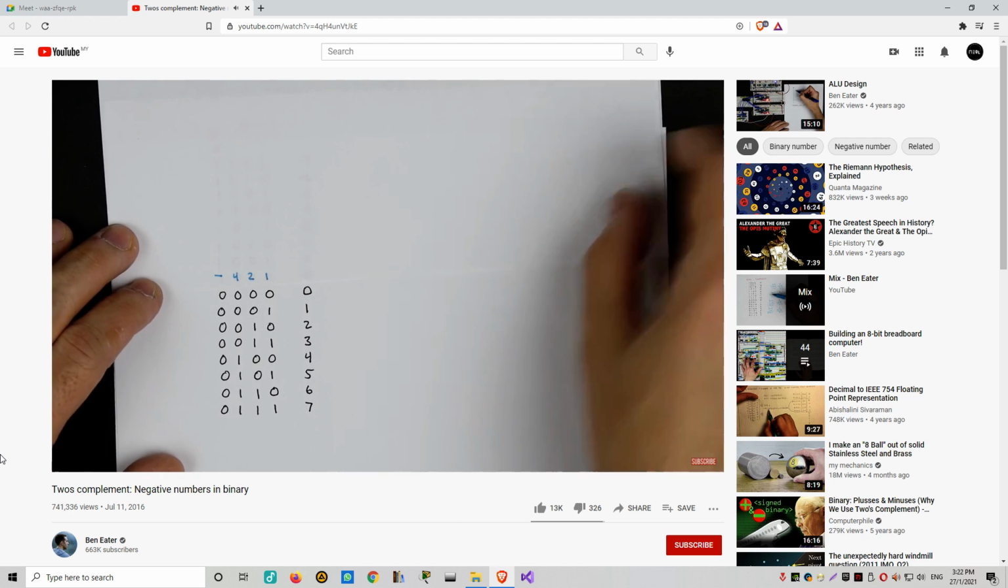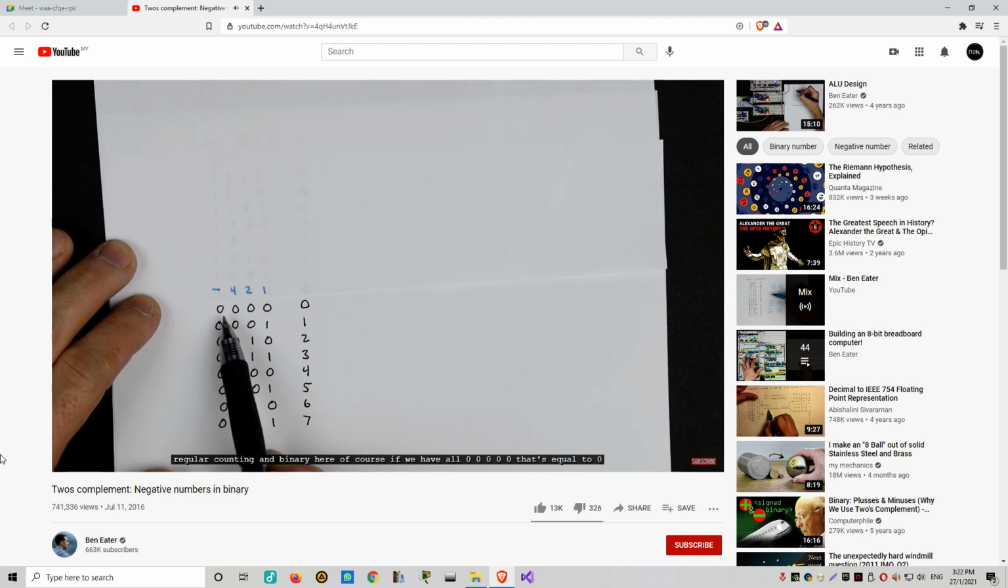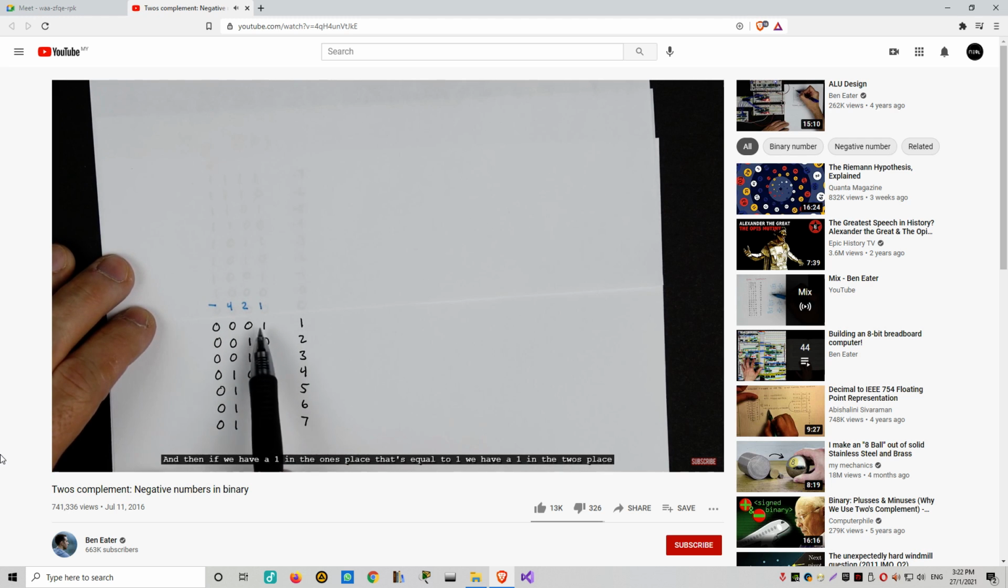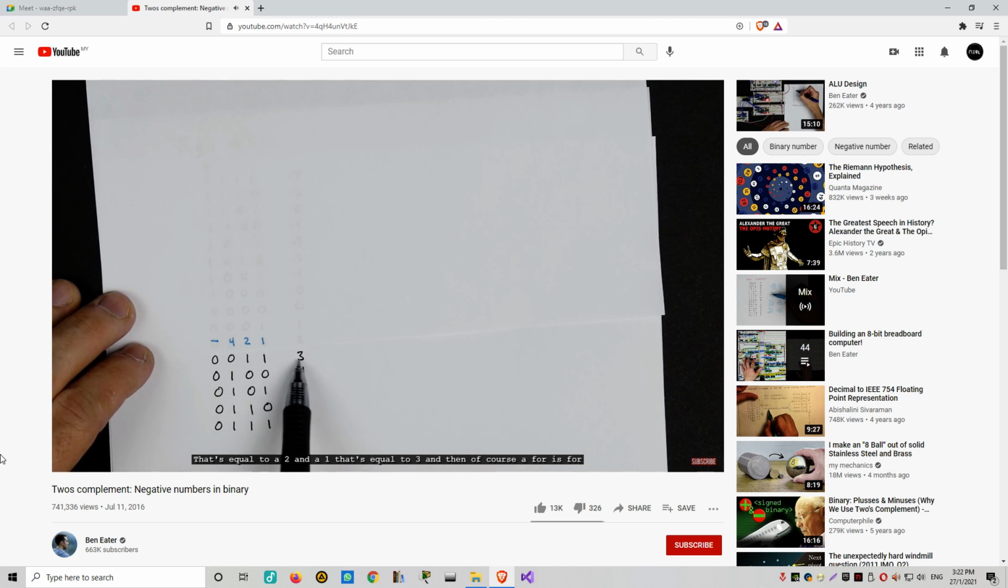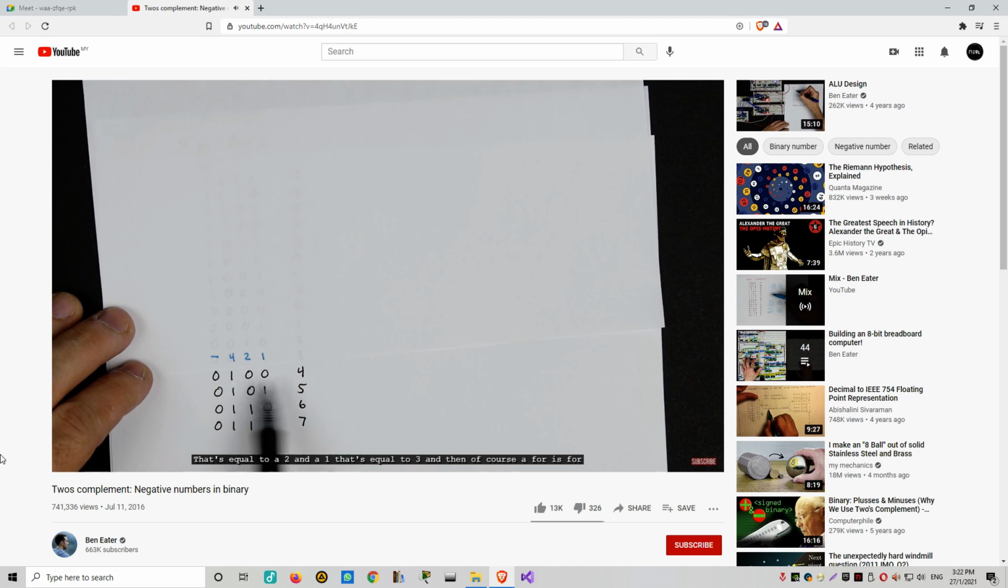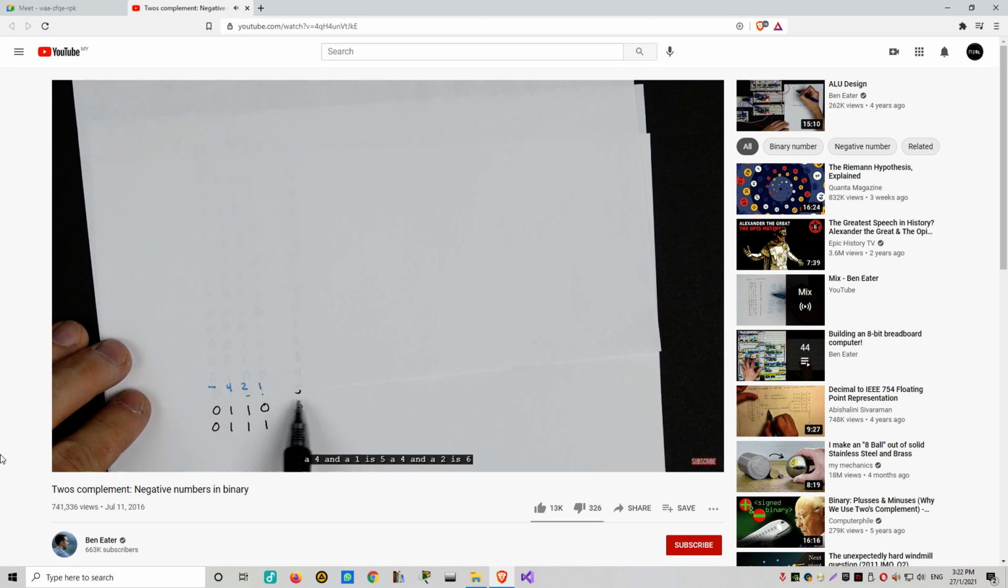So to keep going with this example, we can look at just regular counting in binary here. Of course, if we have all zeros, 0, 0, 0, 0, that's equal to 0. And then if we have a 1 in the ones place, that's equal to 1. We have a 1 in the twos place, that's equal to 2. A 2 and a 1, that's equal to 3. And then, of course, a 4 is 4. A 4 and a 1 is 5. A 4 and a 2 is 6. A 4, a 2 plus a 1 is 7.